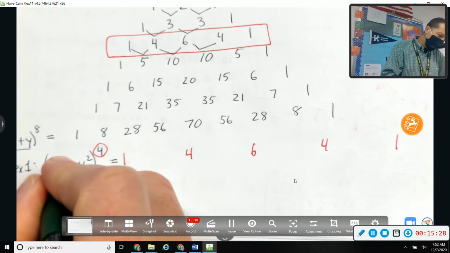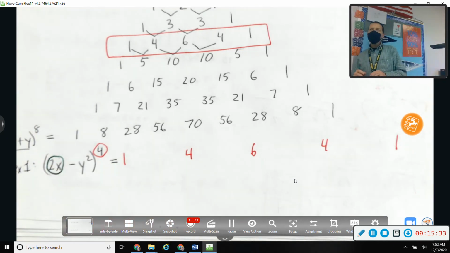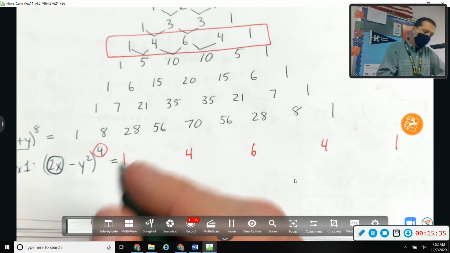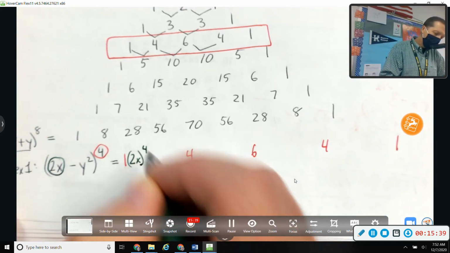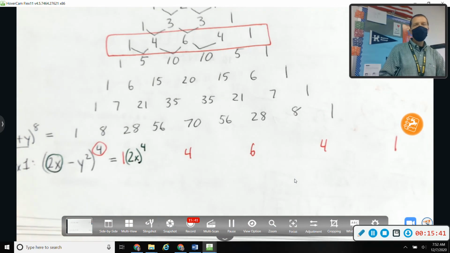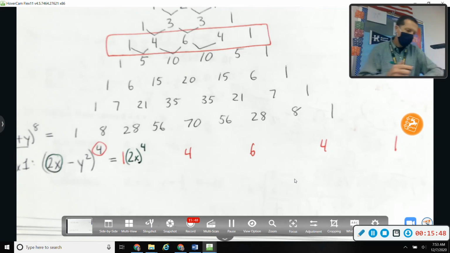All right, this one doesn't have an x, but it has a 2x. But we're going to follow the same pattern. So there's going to be 4 of them on this first term. And you're noticing I don't build this term by term. I build it coefficients, and then the x's, and then the y's.